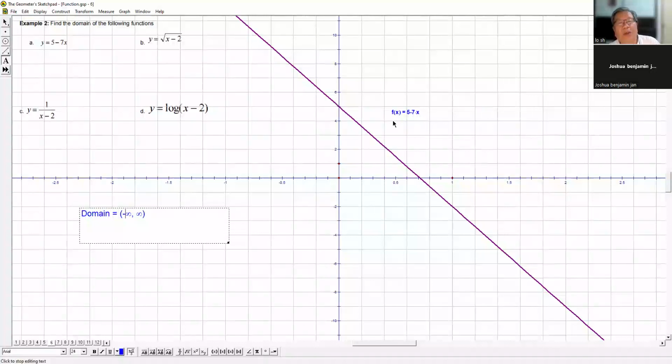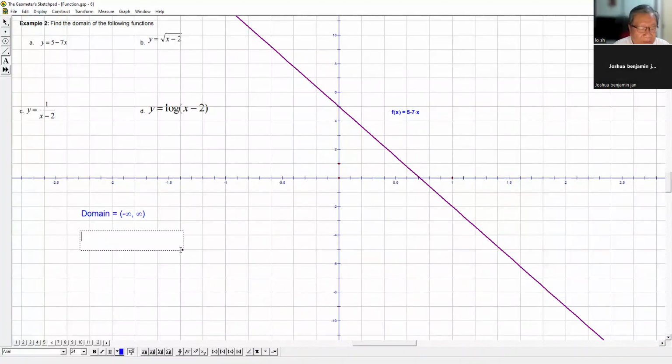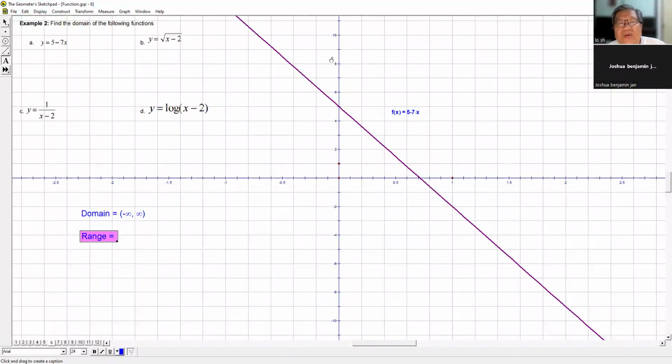So this is my domain. Now, if I want to ask you the range, where should you look? You should look along the y-axis. So you see here, all the y-axis, it just looks horizontally.